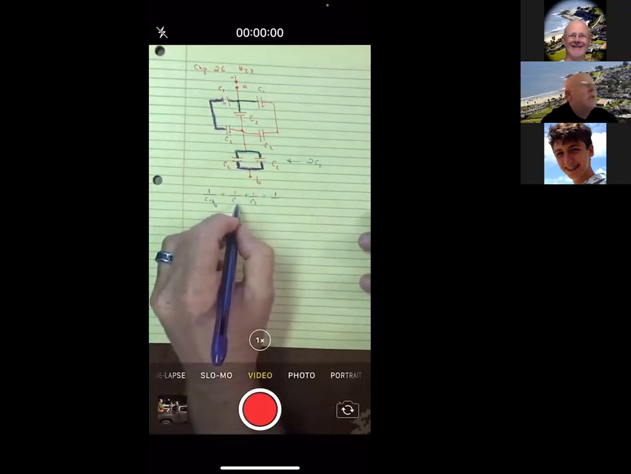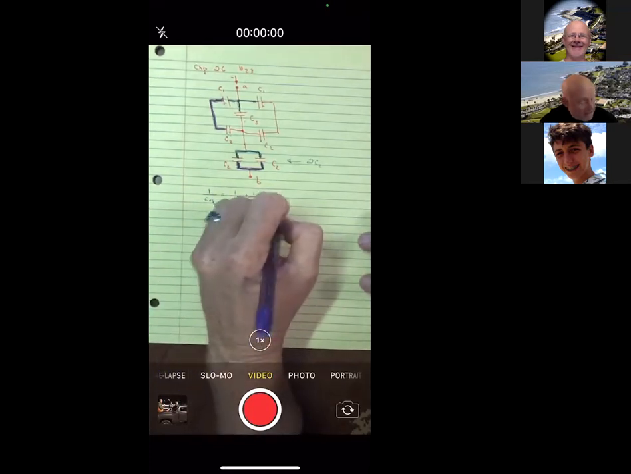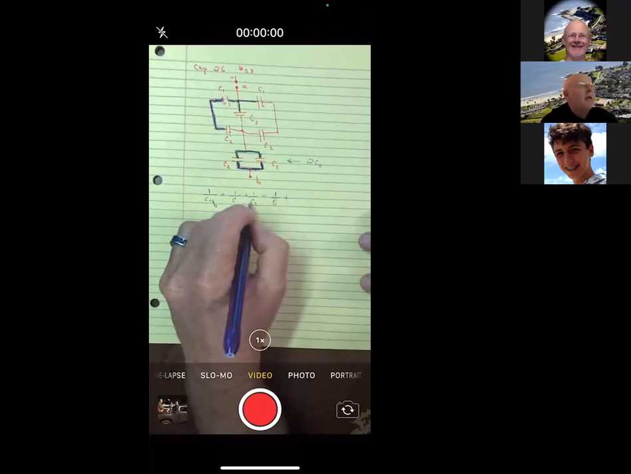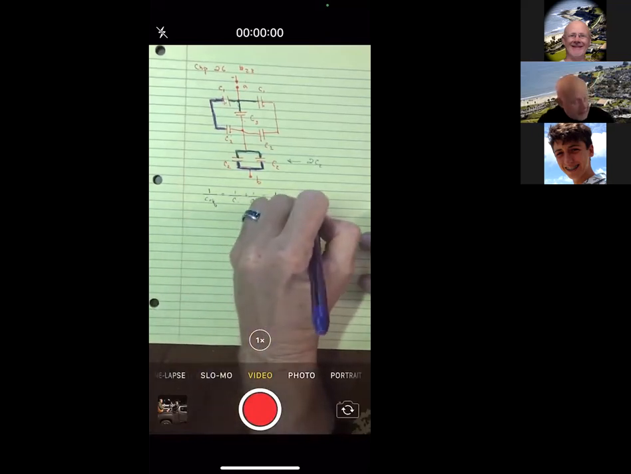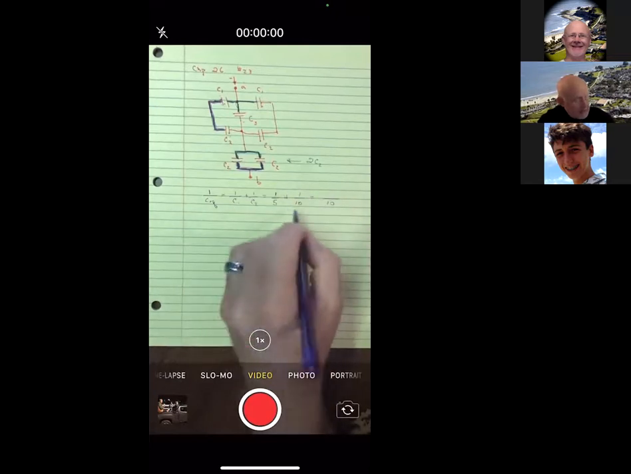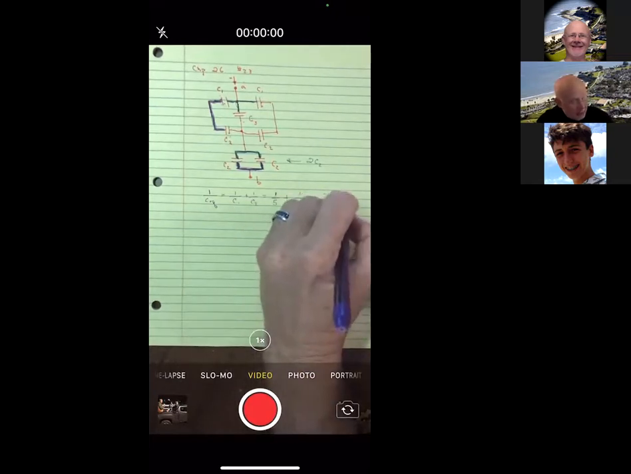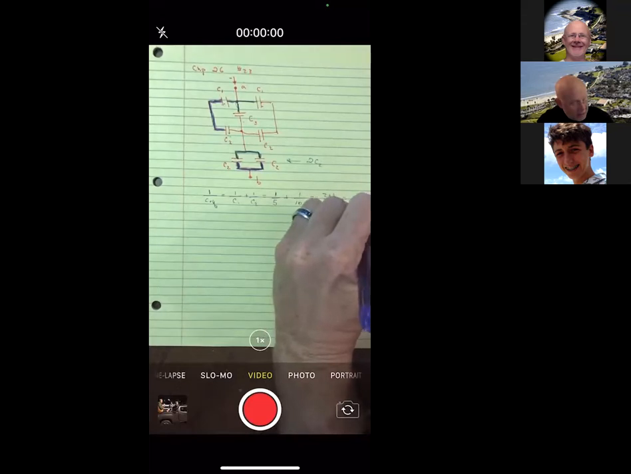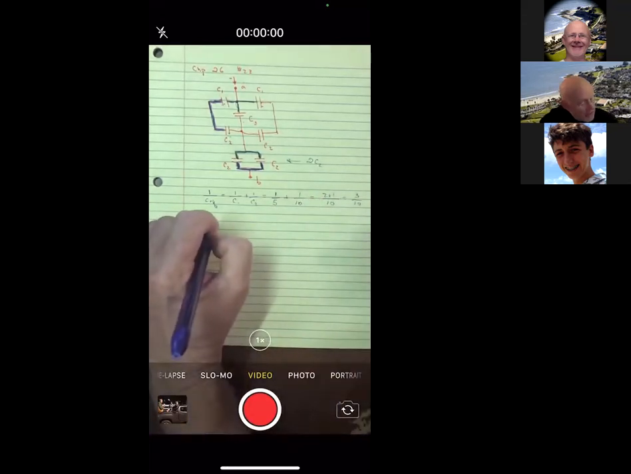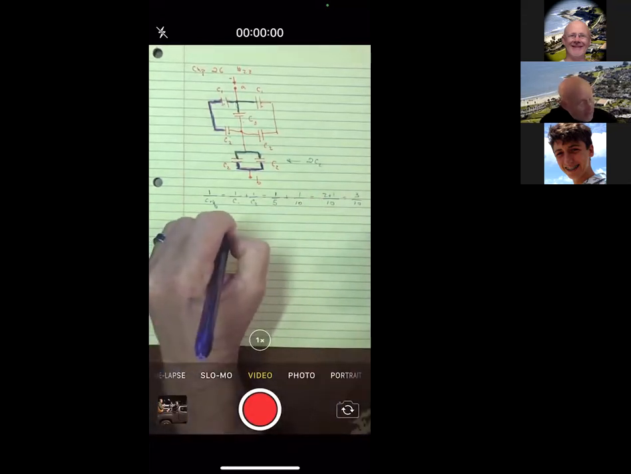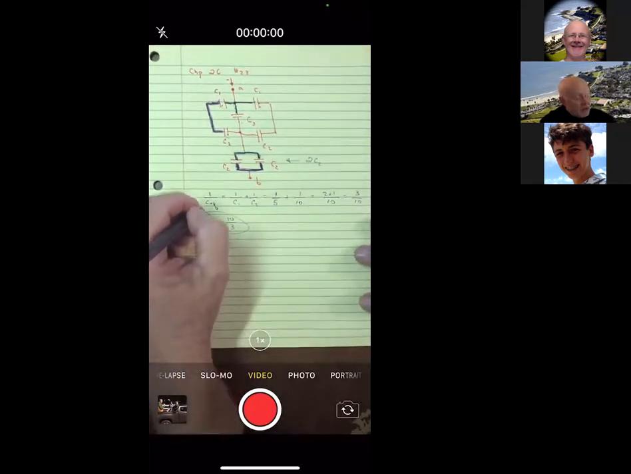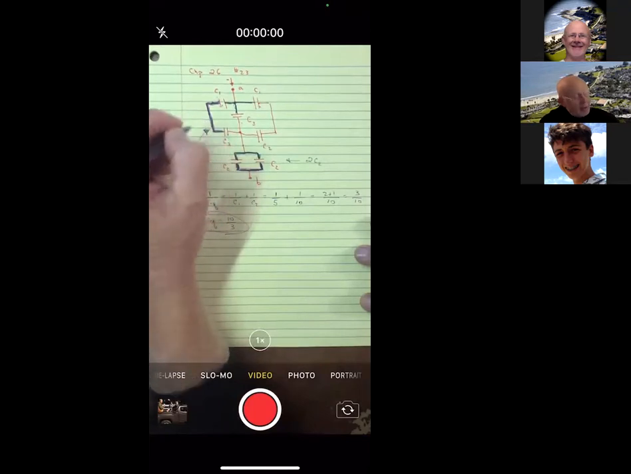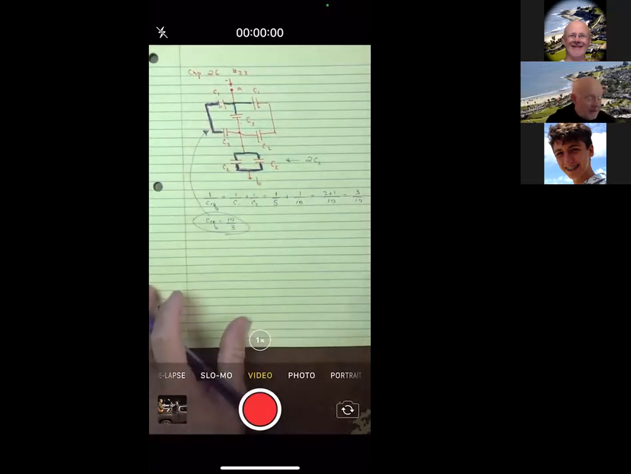So let's see, C1 was a 5, and C2 is a 10. Looks like that's a common denominator of 10. So it'd be 2 plus 1. So that's 3 over 10. So when I take the reciprocal, I get 10 over 3. All right, so I can do a replacement there.